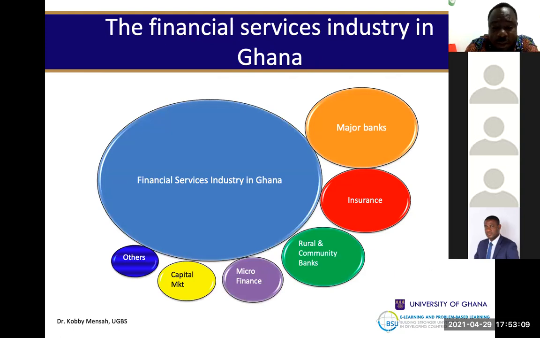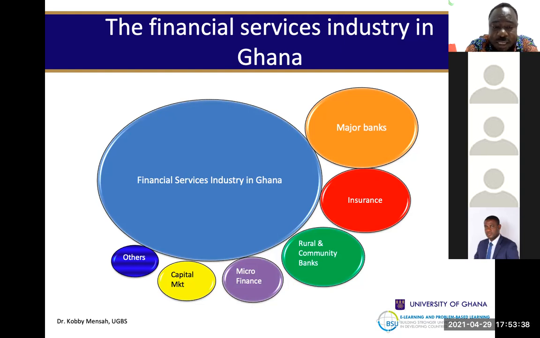So in terms of Ghana, for example, you have certain specific insurance and financial services that may not be here, but the key ones that we know are these: the major universal banks. Obviously, you have the insurance, rural and community banks, microfinance, capital market, and others.